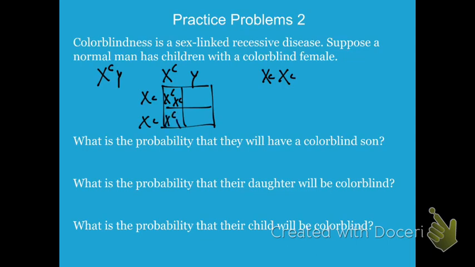What's interesting is in sex-linked genetics, if you're a son, you look at your mom to figure out what you're going to get, because your mom is what gives you the X chromosome. So if mom is colorblind, any son she has is going to be colorblind, right? So the probability that they'll have a colorblind son is 50%. And the probability that their daughter will be colorblind is 0%, right? They're all going to be carriers, but they won't be colorblind, because as long as dad is normal, his daughters cannot be colorblind because he's giving them a big C. The probability that the child will be colorblind is 50%. Okay.